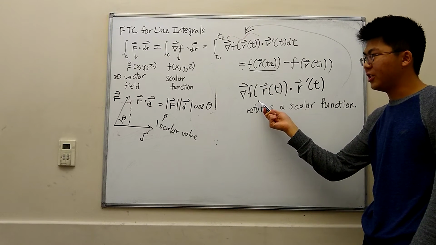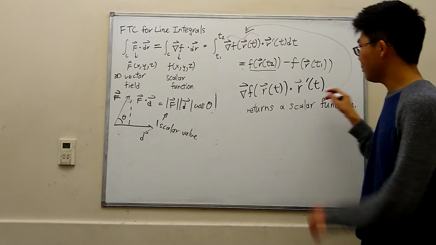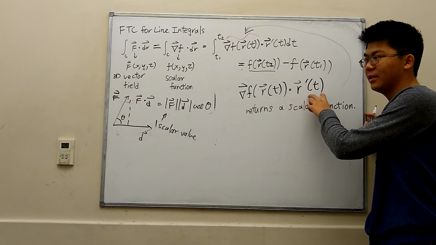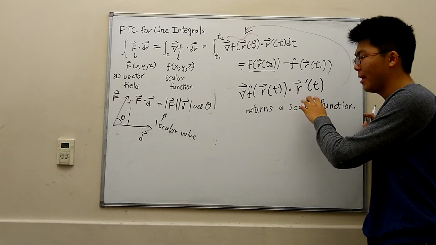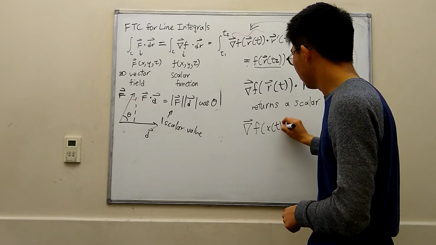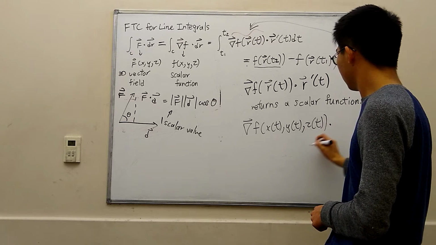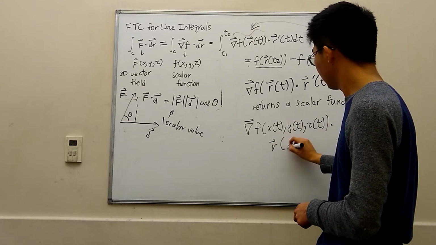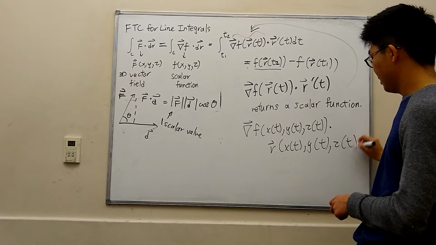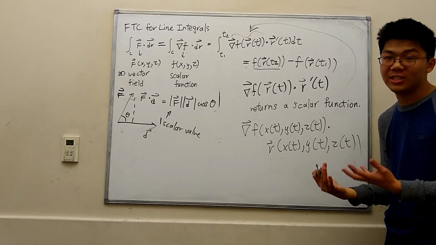Because this is a function of x, y, and z, now parameterized in t, and this is also a vector function parameterized by t, then what it's going to look like is x of t, y of t, and z of t. X of t, y of t, and z of t basically describe the blue curve that I just described.